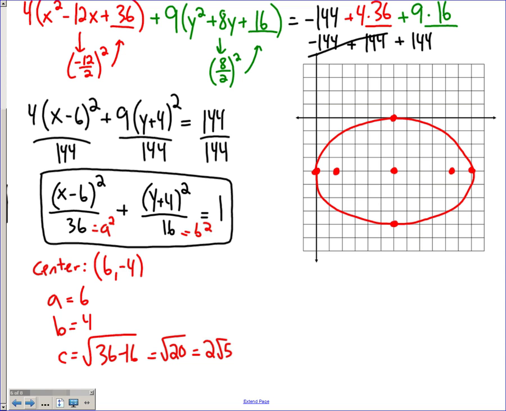Now to graph it, we estimate what this value is. If I wanted to know the actual location of the foci, then I'm going to take my h value, which is 6, and I'm going to add and subtract 2 root 5, and it always has the y value of −4. So that's how I'd write it algebraically, but obviously graphically we can't put 2 root 5 exactly on our graph. Okay?